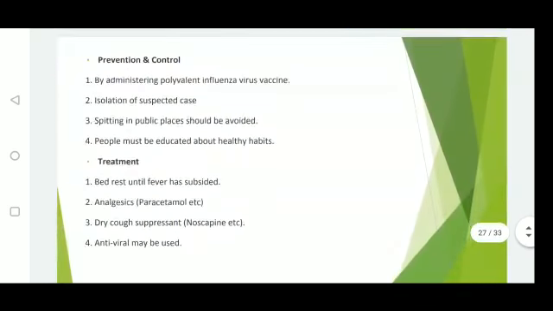And next is prevention and control. How can we prevent influenza? By giving vaccination we can prevent it. The second one is isolation. Once a person is a suspected case, if they are showing any symptoms of flu, we can separate or isolate this suspected person.